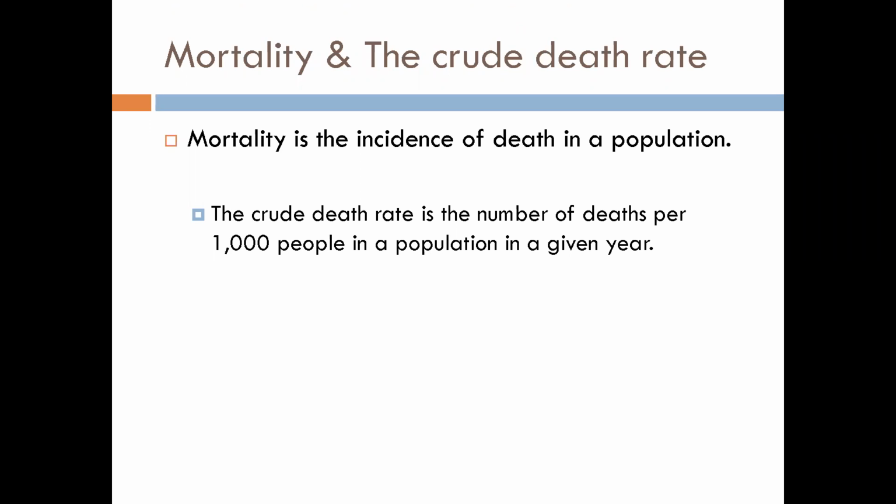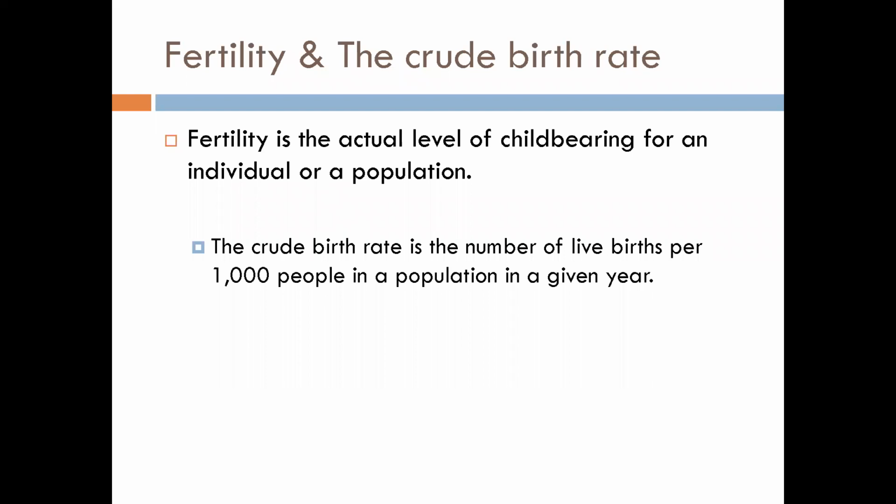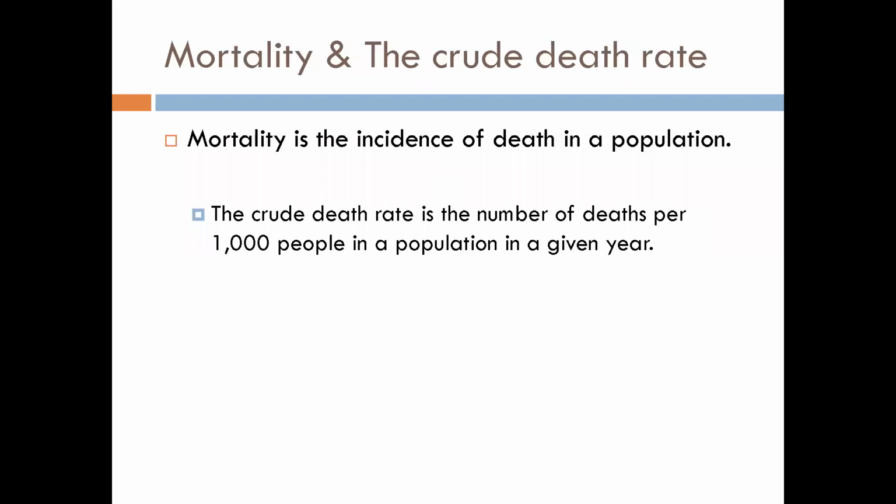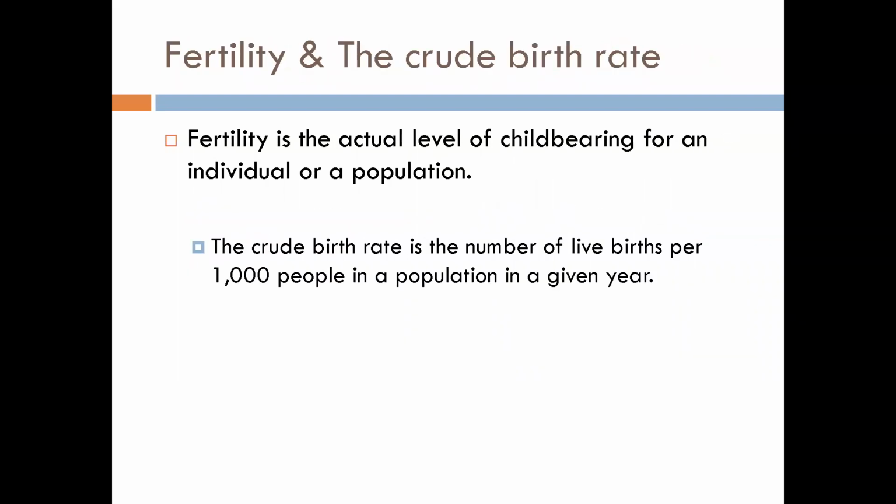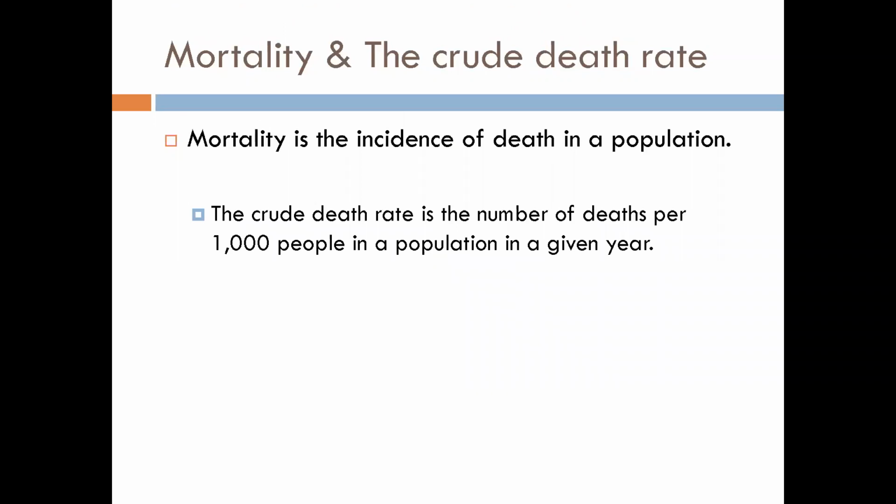With the same definition, we have mortality and crude death rate. We have fertility, the actual level of childbearing for an individual or a population. Mortality, incidence of death in a population. In the major part, we are not talking about the duration of time. But in the details, again, we have the crude death rate. Birth rate is the number of live births. Here, the crude death rate is the number of deaths per 1,000 people in a population in a given year.